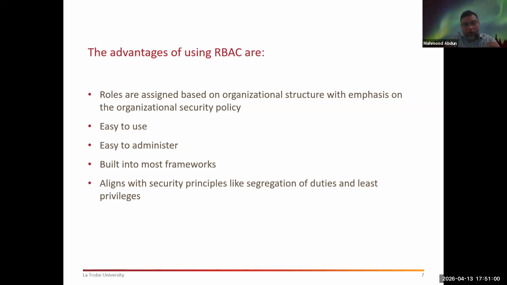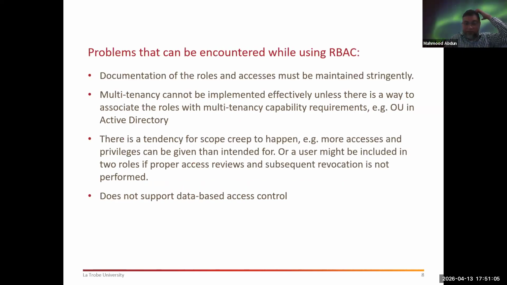So one of the issues, when I say issues I mean problems, of role-based access control is, number one, documenting the roles and accesses is a bit tedious, but it needs to be done. In the case of multi-tenancy, that means someone belonging to two different organizations, it is also very problematic if both of these organizations share some common information. There is a tendency of scope creep. Now, this is the most important problem of role-based access control. This is called scope creep.